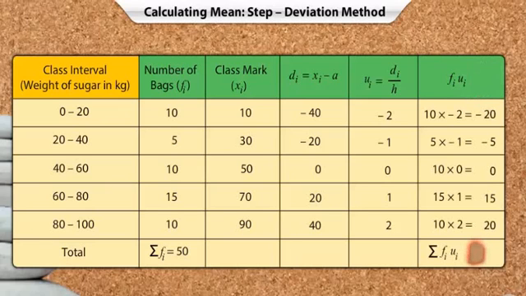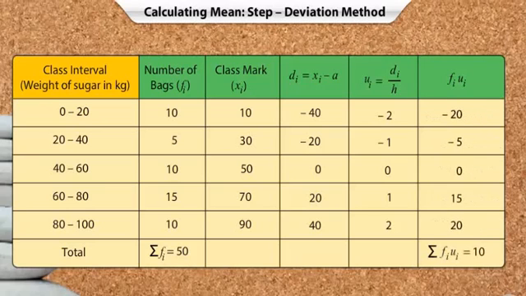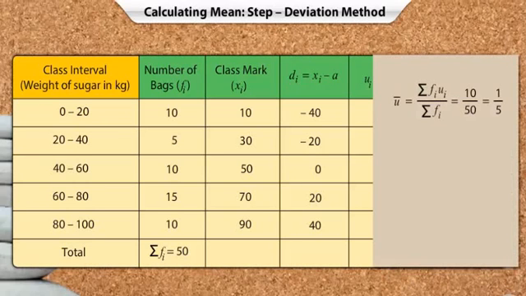You can now click on the sugar bag next to the summation of Fi-ui to obtain the sum of the product of Fi and ui. The mean of ui can be calculated by dividing the sum of the products of Fi and ui by the sum of Fi. Mean can be calculated using the formula A plus h times mean of ui values, where A is the assumed mean and h is the class size. You can click on the formula to see how it is derived.